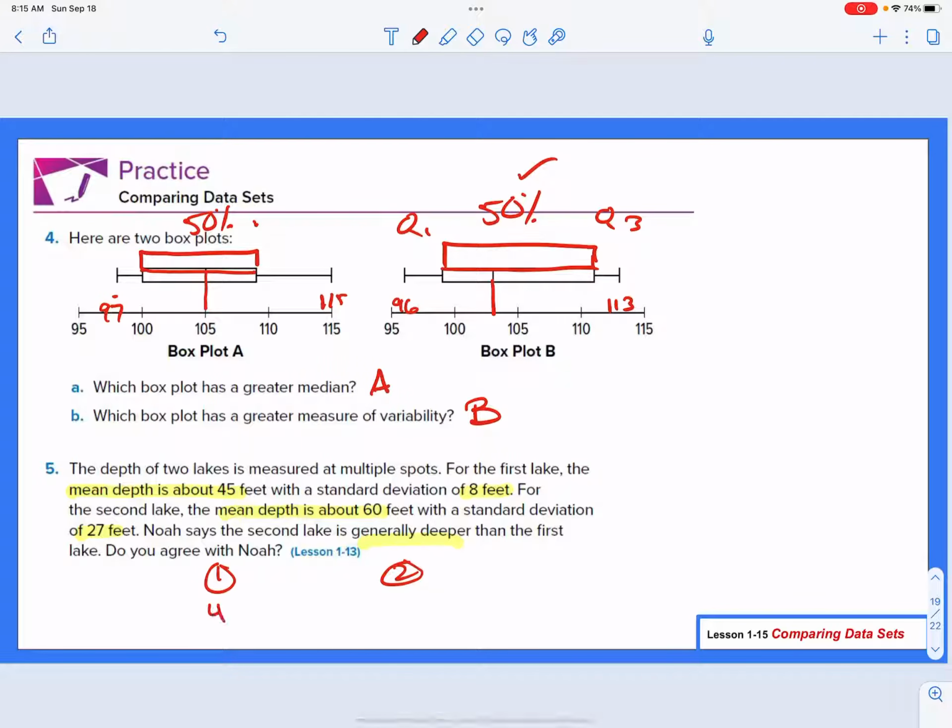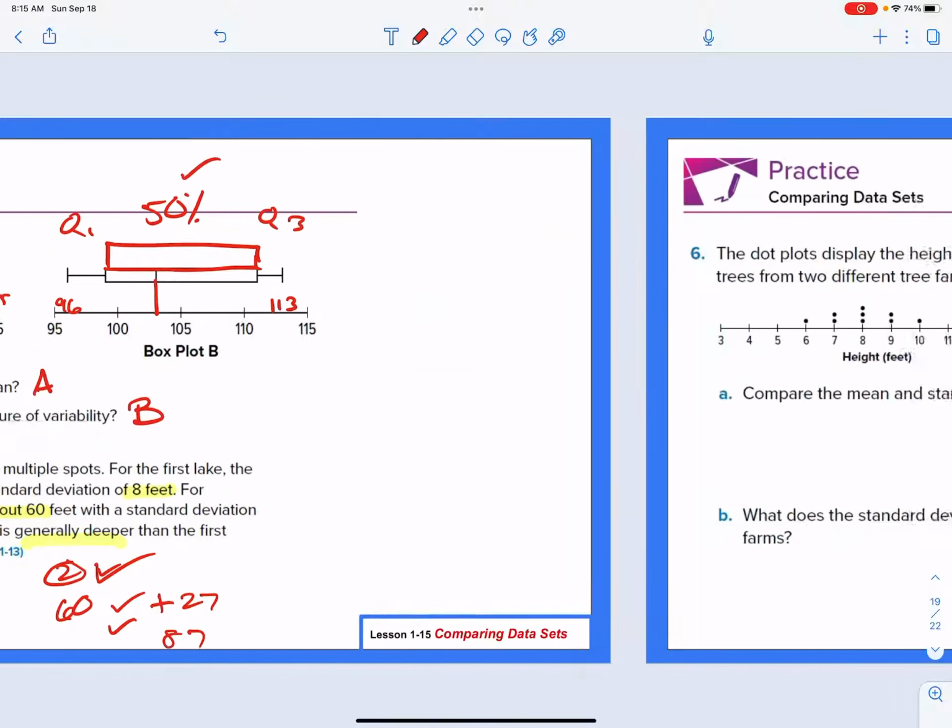The mean is 45 here and the mean is 60 here. So the average is definitely deeper, but you do want to look at standard deviation, right? This one can be plus or minus 8 for standard deviation. This one here can be plus or minus 27. So while you could subtract 27 and find some low spots in number 2, you can also find some very deep spots, up to maybe 87 feet deep. Here, the deepest spot might be only about 53. So would you agree with Noah? I would agree that generally the second one is deeper.